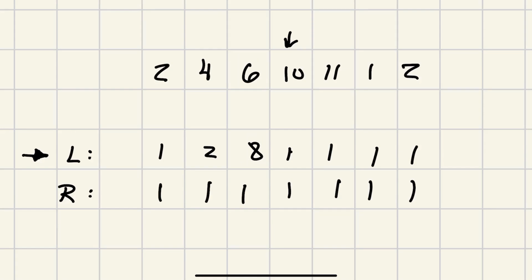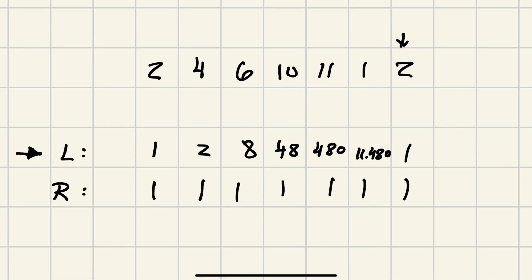So this is a 48, and from there we keep going. We get this 11, and that would just be 10 times 48, which is 480. We get this 1, which would be 11 times 480. I won't do it right now, but we get this 2, which ends up being 22 times 480.